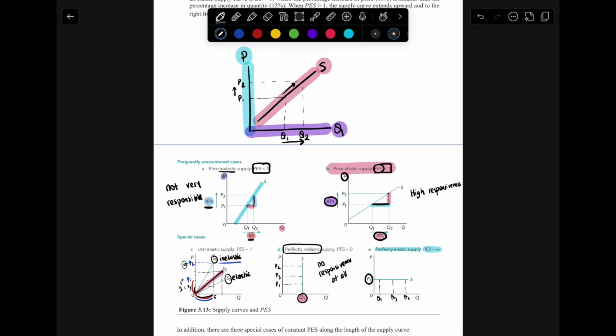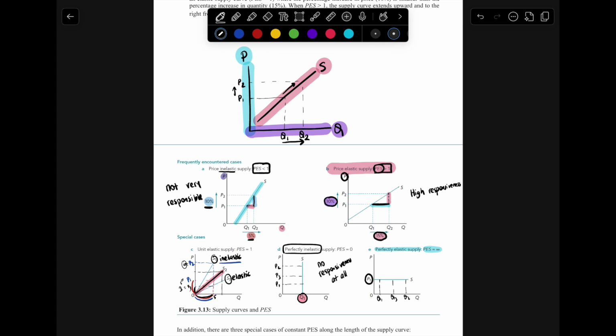And also don't forget that the PES is smaller than 1 in the inelastic supply curve. However, it's larger than 1 in the elastic supply curve. So now let's look at the special cases of the graphs of elasticity of supply.